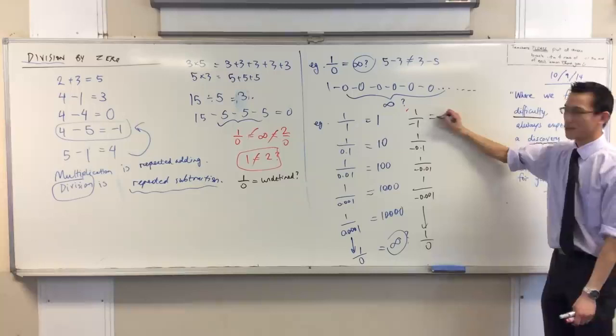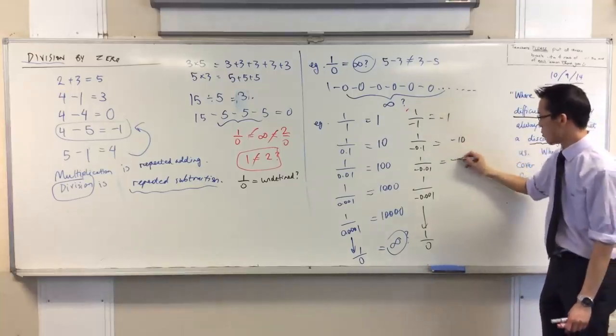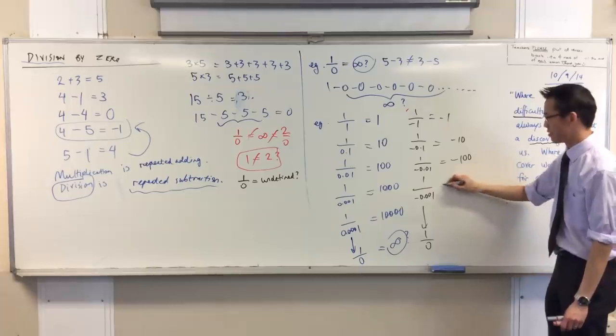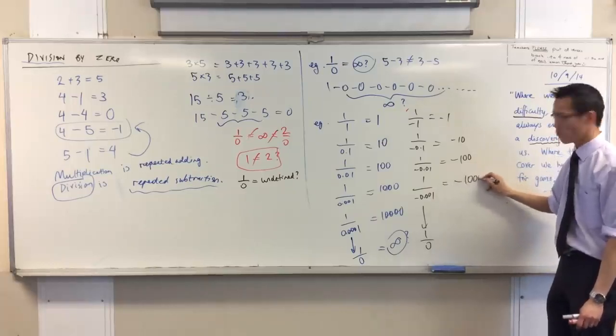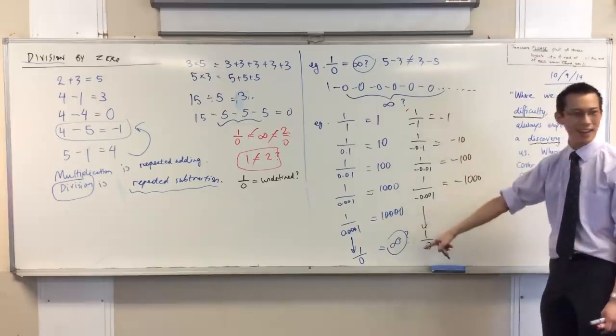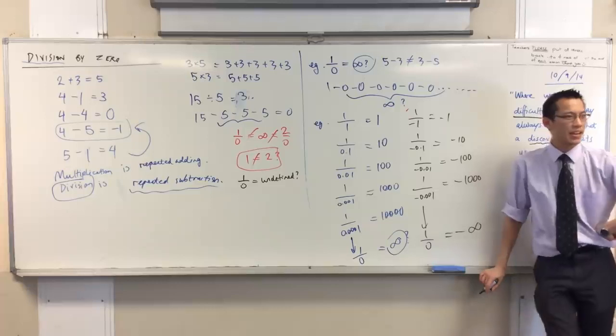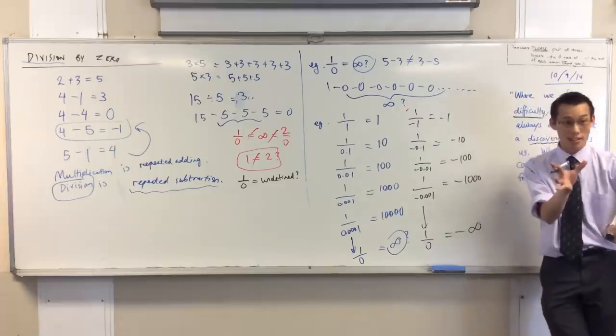But what happens? Minus 1. Minus 10. Minus 100? Minus 1,000? Where's this going? This is not going to infinity. It's going to negative infinity. Now, this is where we get to the crux of the issue.